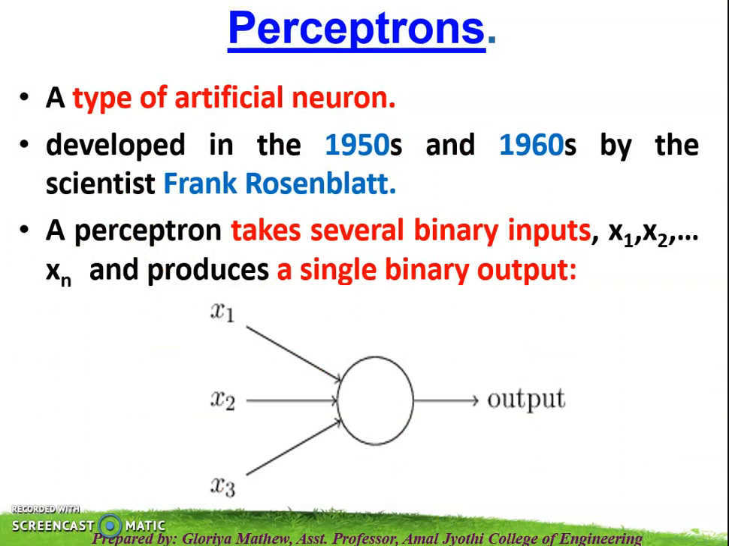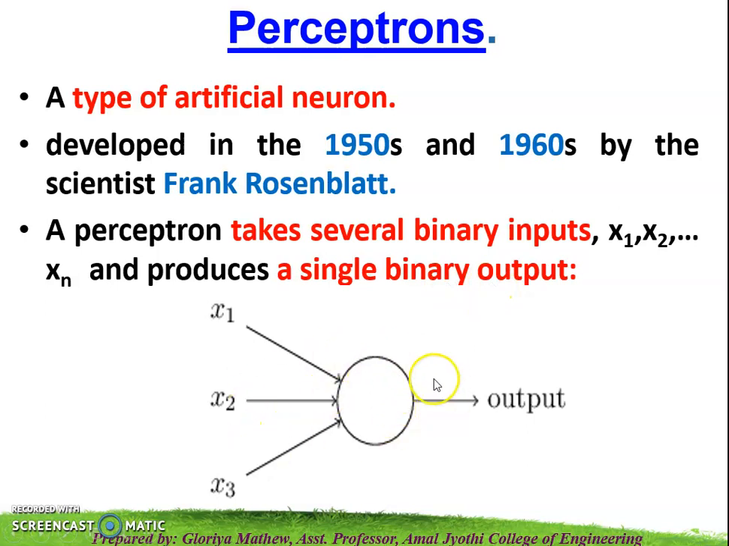Next, let's discuss perceptrons. A perceptron is none other than a type of artificial neuron. It was developed in the 1950s and 1960s by the scientist Frank Rosenblatt. A perceptron takes several binary inputs, as I told you in the previous section, like x1, x2, etc., xn, and produces a single binary output.